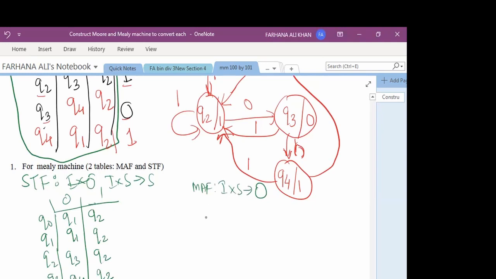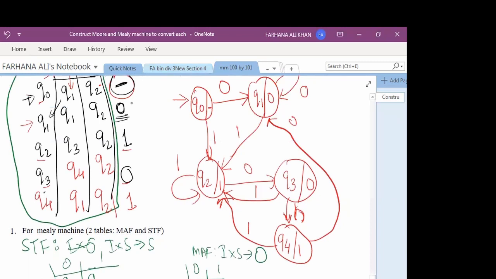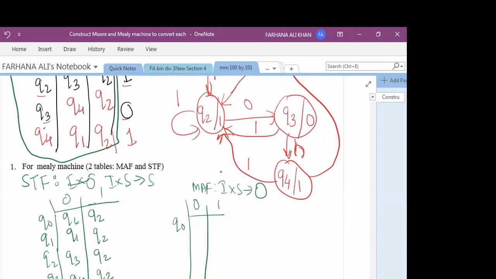Now what about this table? What are we going to do? Simply we have to note down the output associated with each state. So we are having Q0 here. What is the output of Q1? Output of Q1 we will copy from here. Output of Q1 is 0. So wherever we are having Q1, we have to write 0. So here we are having Q1, and here also we are having Q1.